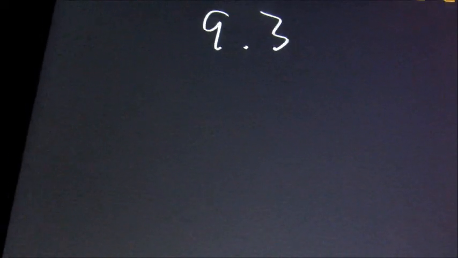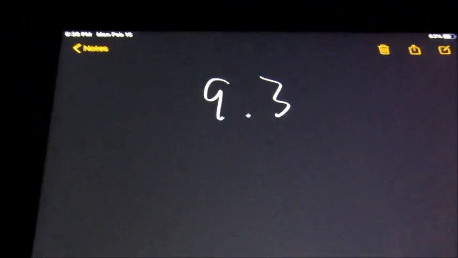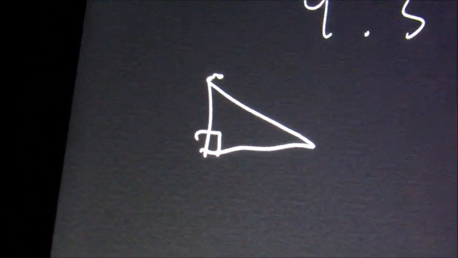Section 9.3 is all about triangles. We've done some of the stuff, but not everything. So the first thing we're going to do is concerning right triangles, which is one where one of the angles is a right angle, which means it's 90 degrees. And it's always going to be written with a little square as that right angle.